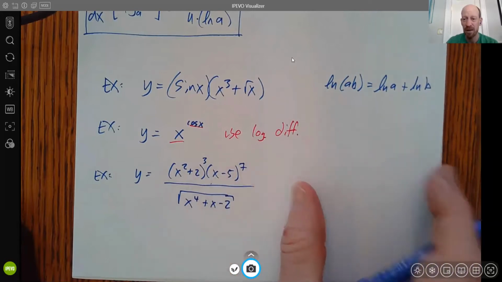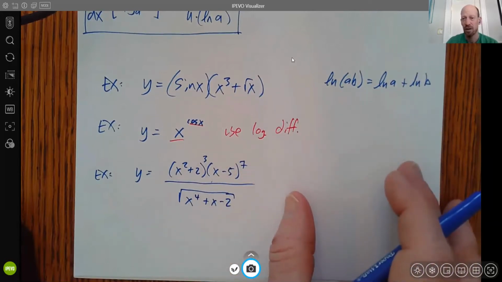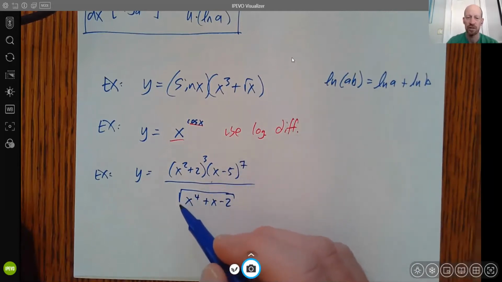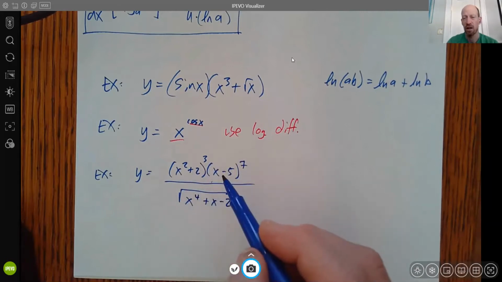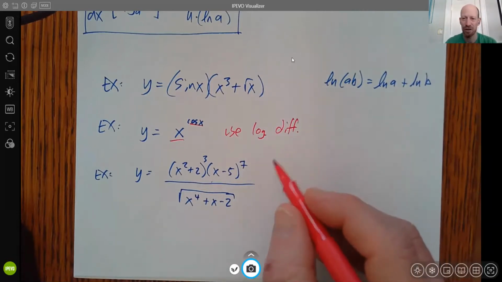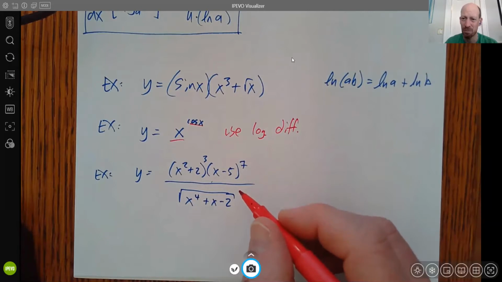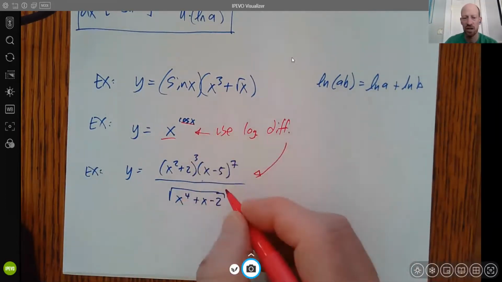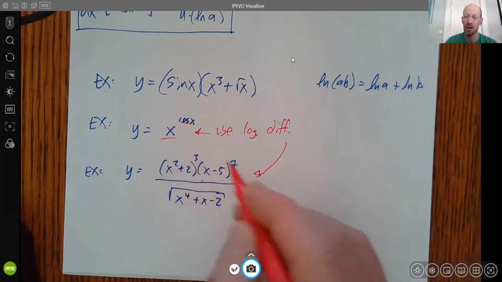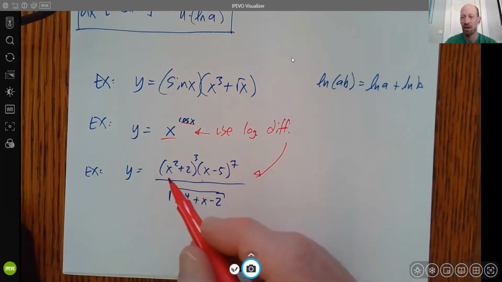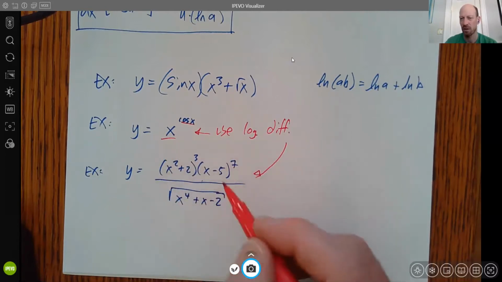It's going to be incredibly messy and really hard to keep track of because there are so many products and quotients and powers involved. So this is a situation where you don't have to use logarithmic differentiation, but realistically, that's probably the only way you're going to be successful. Otherwise, you're going to get tangled up. So this would be another case to use logarithmic differentiation where it's got too many things going on. It's worth the extra effort of taking the natural log of both sides because of how much simpler it's going to make the right side.